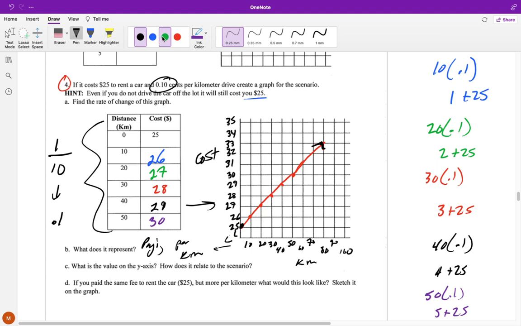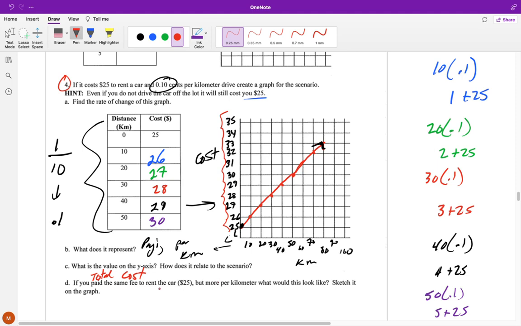What is the y value in this axis, and how does it relate to this scenario? Well, the y value of this axis is our cost. That's telling us how much we are paying at the end. So it's our total cost of our rental. And it relates to the scenario because it's telling us we can extend this graph out to say, well, at 70, we'd be paying $32.